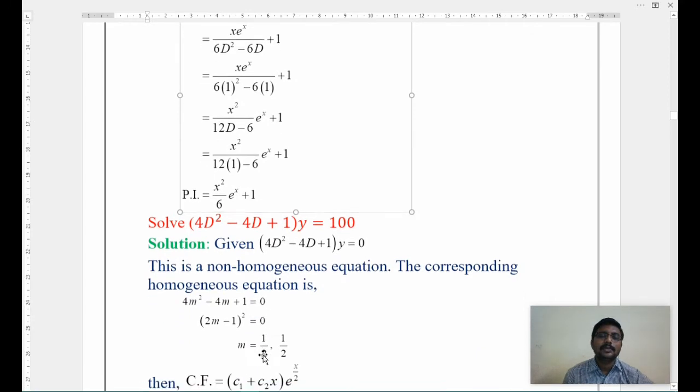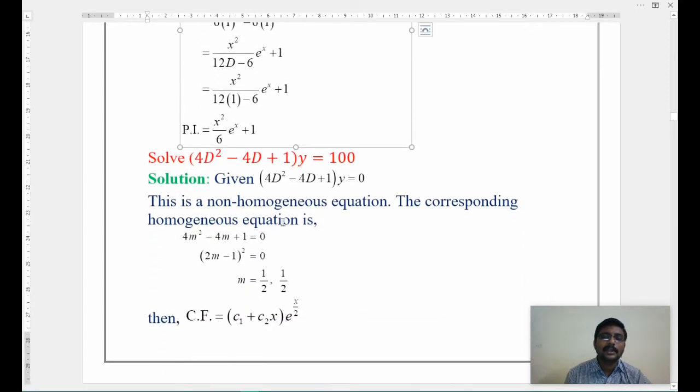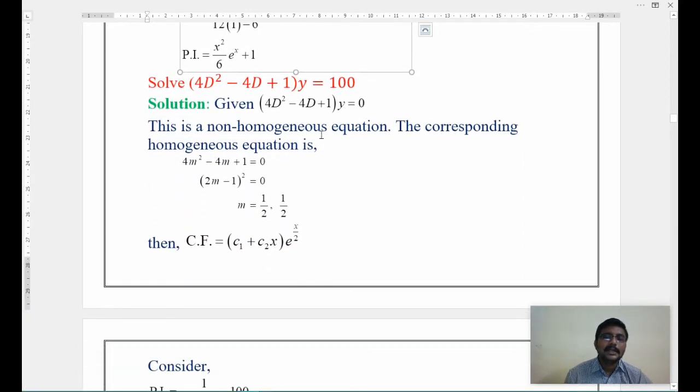Now to solve the equation (4D^2 minus 4D plus 1) y equals 100. This 100 can be written as 100 into e^(0x), so the problem is related to rule 1. To find the particular integral, we have to use rule 1 here. To solve the non-homogeneous equation, the corresponding homogeneous equation is (4D^2 minus 4D plus 1) y equals 0. What is the difference between non-homogeneous and homogeneous? Non-homogeneous means a function is on the right-hand side. Homogeneous means we take the right-hand side as 0.